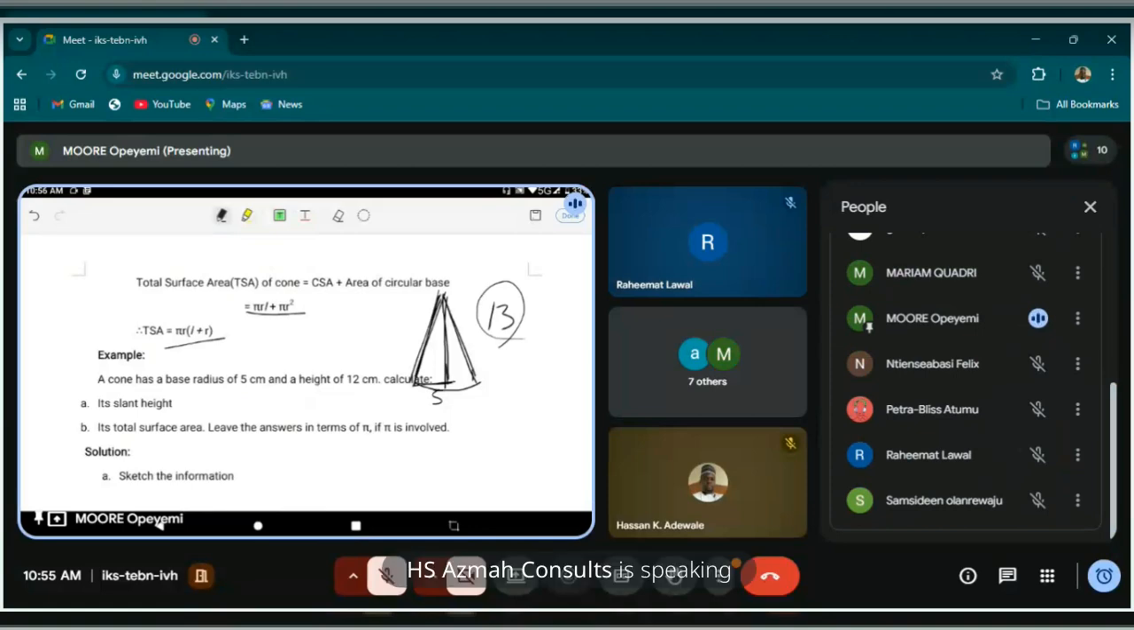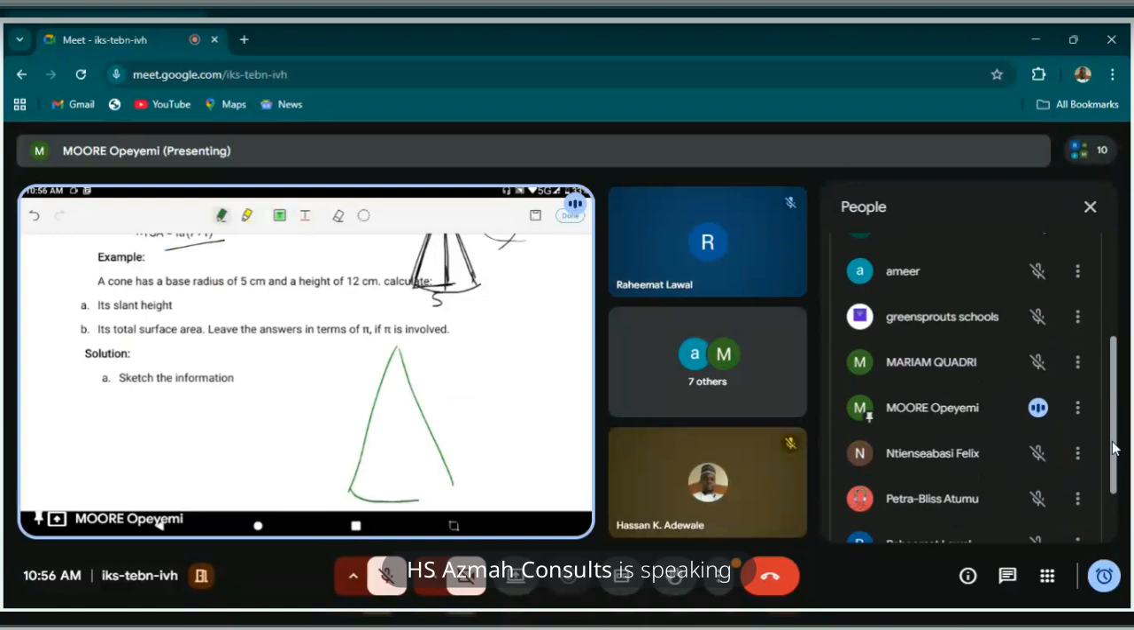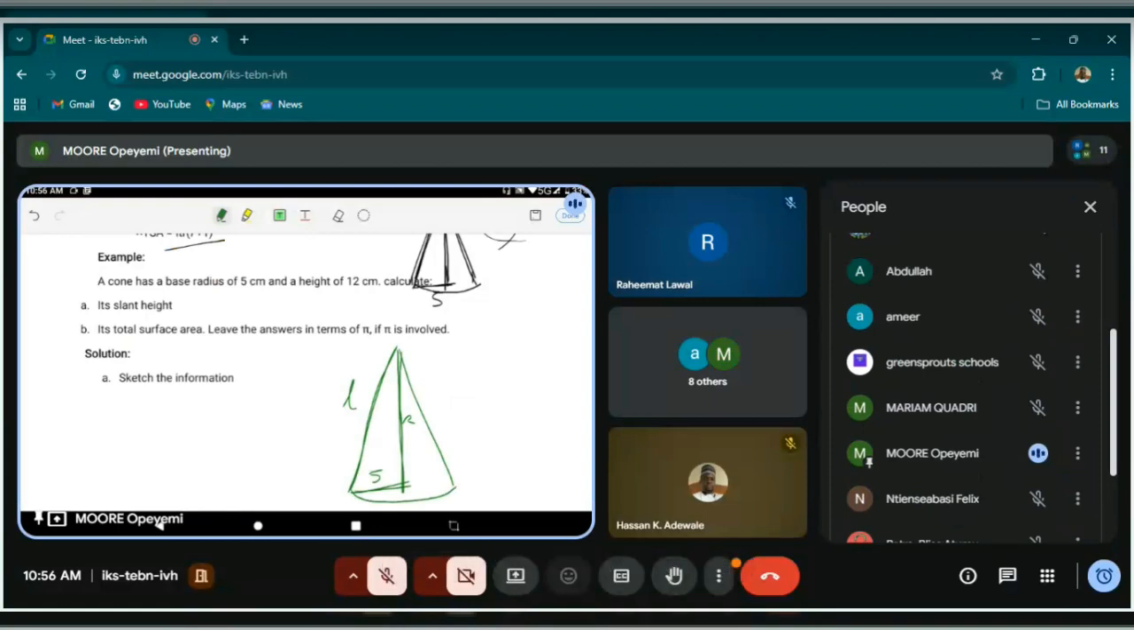Now let's do it together to make it clearer. We don't have time on our side. I say sketch the information. The reason is so that you will understand it clearly. Now I am drawing my cone. Now the cone is like this. They said the base radius is 5. That is from here to here, 5. The height, this is the height, is 12. And if you look at it now, this height, the base, and this, they have formed a right angle triangle. So the slant height we are looking for is this place. I call it L. That is what they ask you to look for.